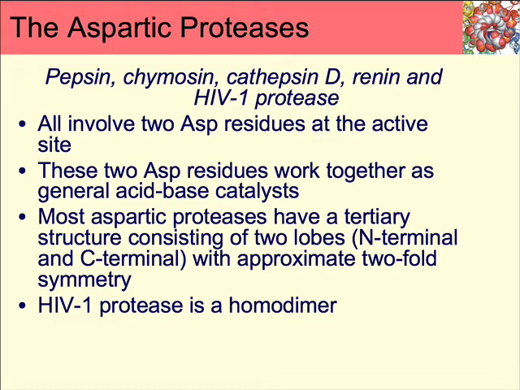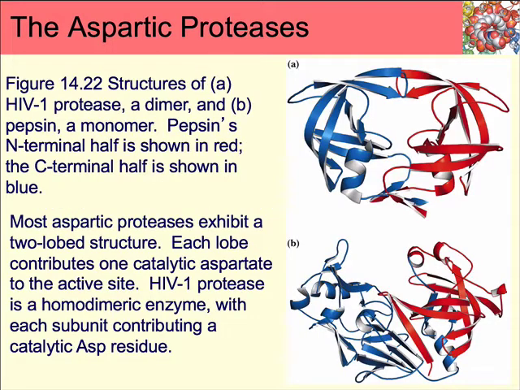The mechanism of the aspartic proteases involves two aspartate residues at the active site, and these two aspartate residues actually work together to do general acid-base catalysis in this mechanism. Most aspartic proteases have an N-terminal lobe and a C-terminal lobe with approximate twofold symmetry. On the other hand, the HIV-1 protease is a homodimer, and that's shown here.